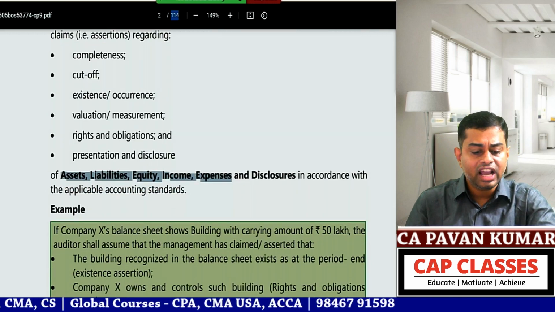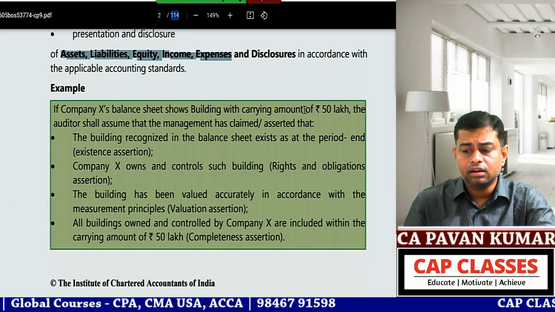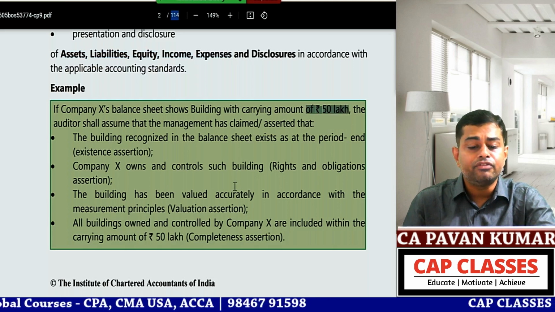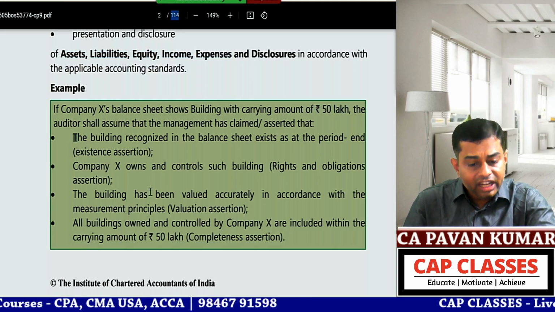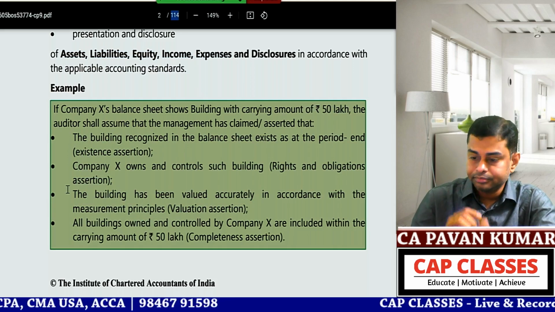You understand? So they have given one example, okay, building. So the company's management has shown building for 50 lakhs. What is the meaning? The meaning is, just now we have studied, no? Same thing they are telling. So read this.